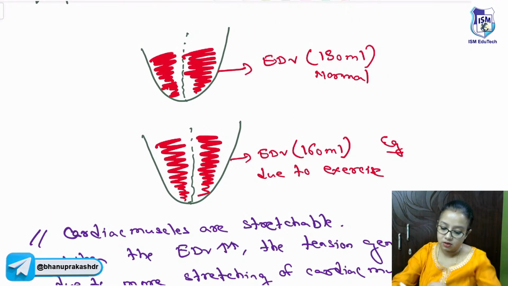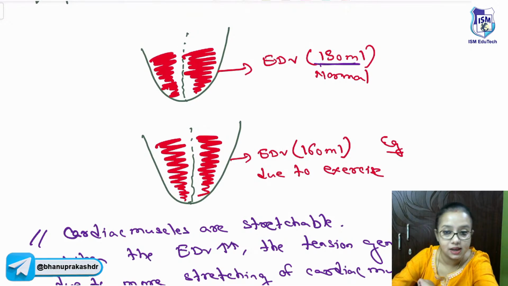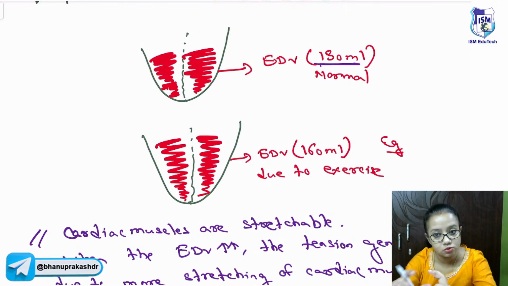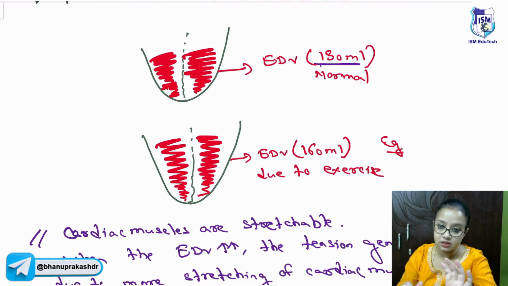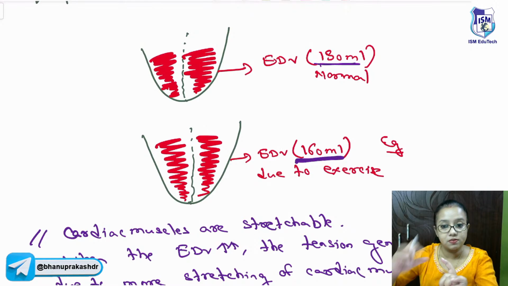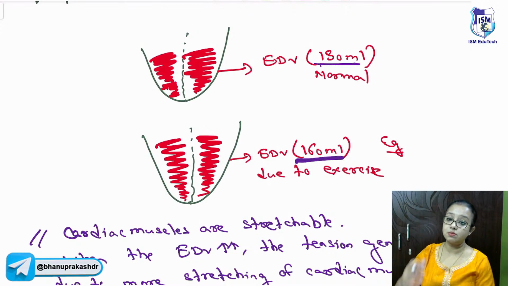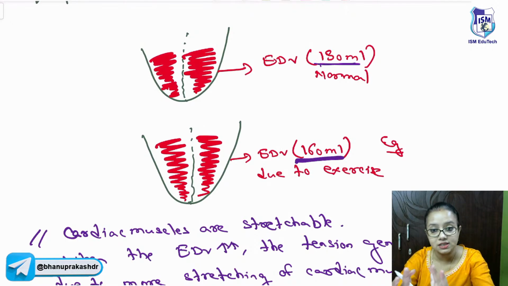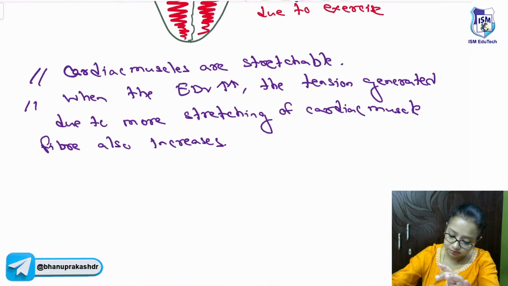Meaning what? When the end diastolic volume was 130 ml, after the filling phase, the ventricular cardiac muscle stretched to a certain extent. There is a generation of tension. I'm just talking about stretching, not contraction or ejection, just after the filling. Now, in that same person, due to some reason, when this 130 ml has become 160 ml, the ventricles have more blood and cardiac muscles are stretchable. So when the ventricles have more blood, automatically the stretching of the cardiac muscle will be more, the tension generated will be more, and what will happen?